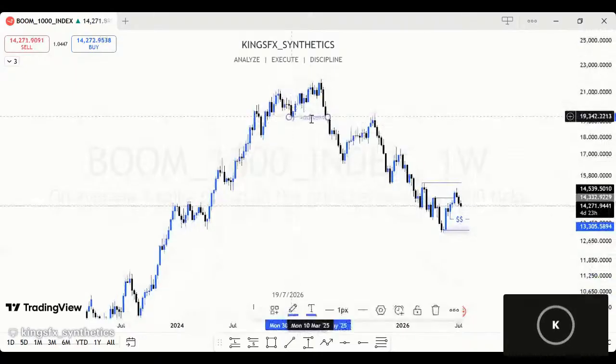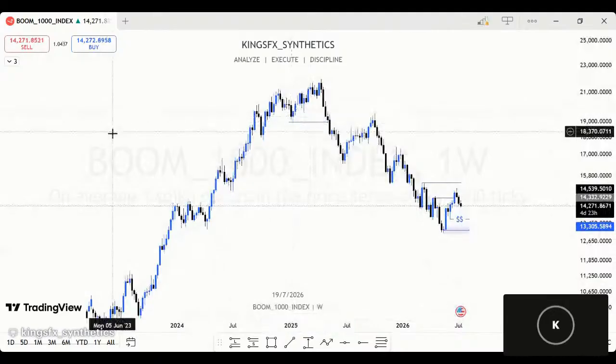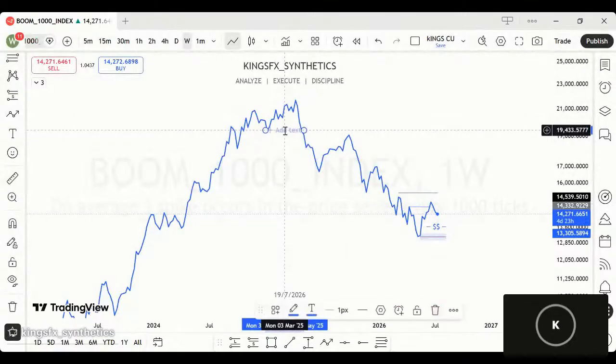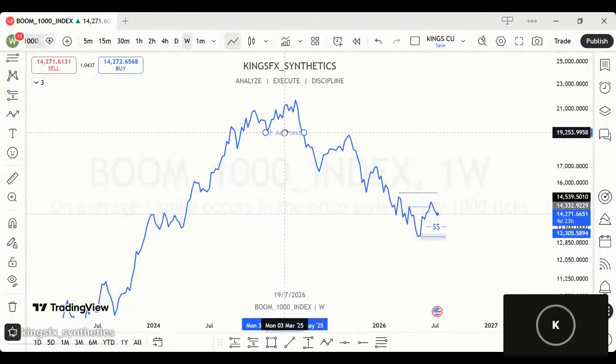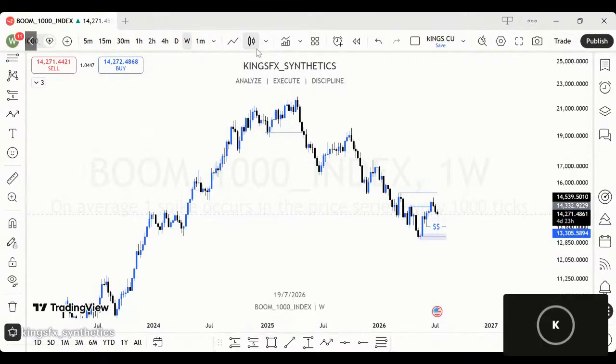Let's take it to the wick, even though I prefer taking it to the body of the candle, because when you use the line chart, you will observe that it gives you the sharp points of reversal. For those who do not know what a line chart is, there are various types of charts. We have candlesticks, line charts, bar charts, and all of that. So we are using the candlestick and line charts to analyze this market.